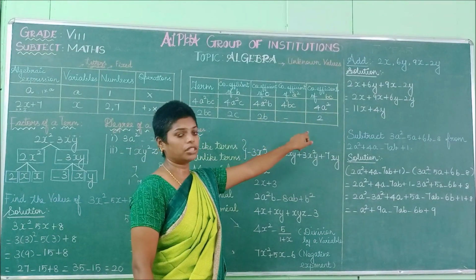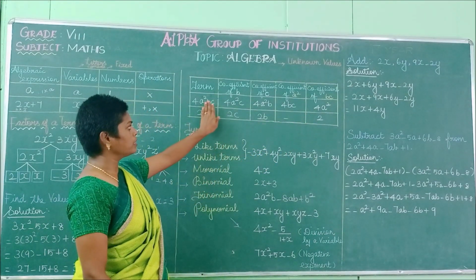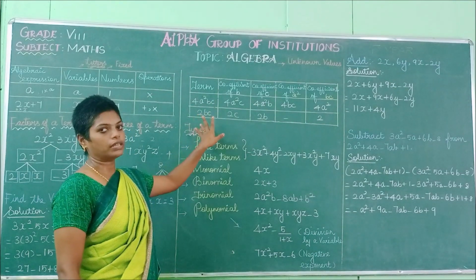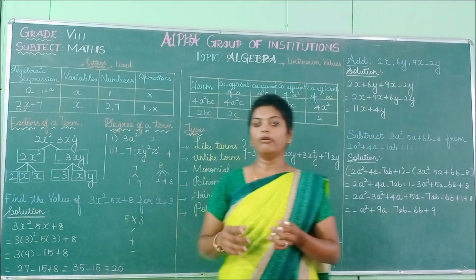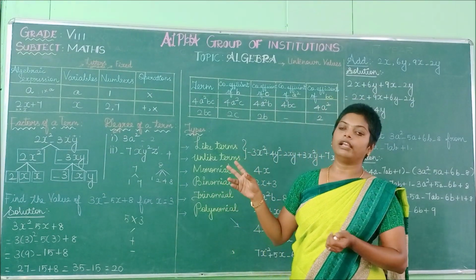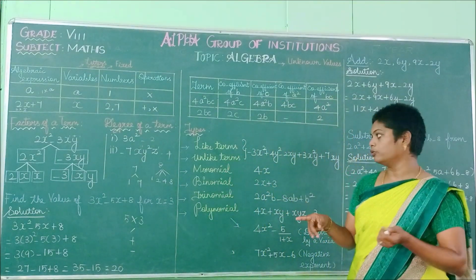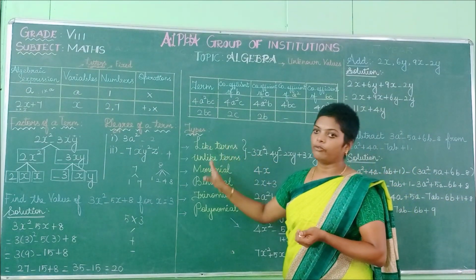So likewise, you listen here, the coefficient of BC. How will you find the coefficient of BC? So you leave this BC. What is the remaining value? 2 is our remaining value. If you want to find the coefficient, you have to lift that value, and the remaining values are the coefficient of that value.